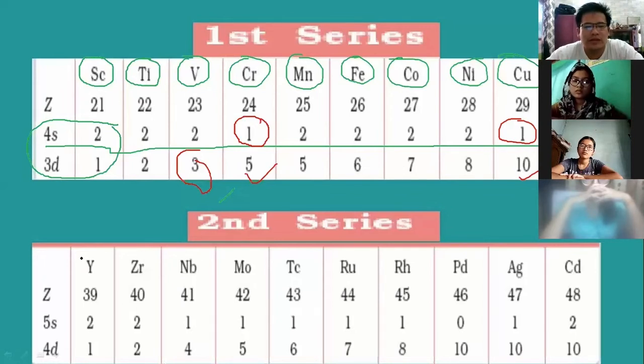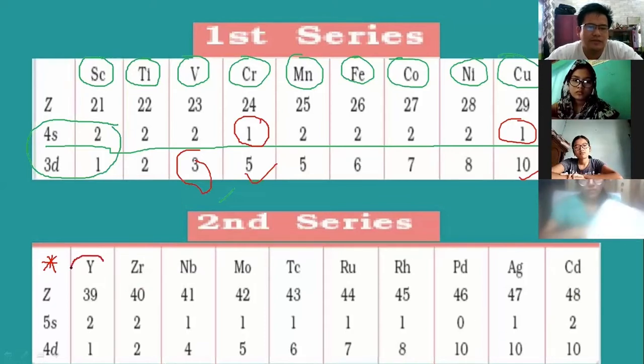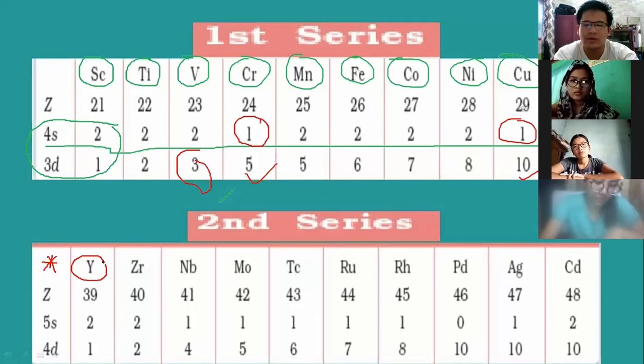Then coming back to the second series, we are going to do some introduction for the d block elements. The elements in the second series start from yttrium, then zirconium, niobium, molybdenum. Okay, then technetium, ruthenium, rhodium, palladium, silver, and cadmium. So try to remember again the second series.